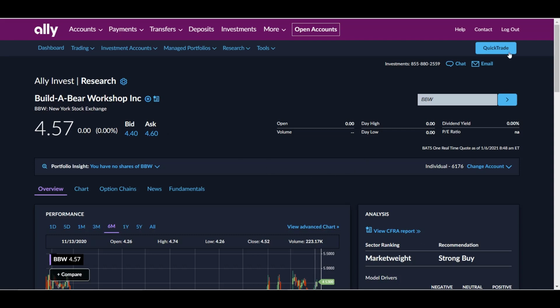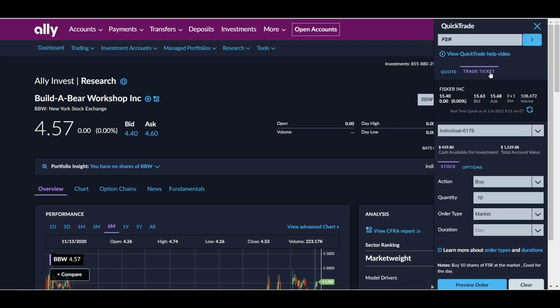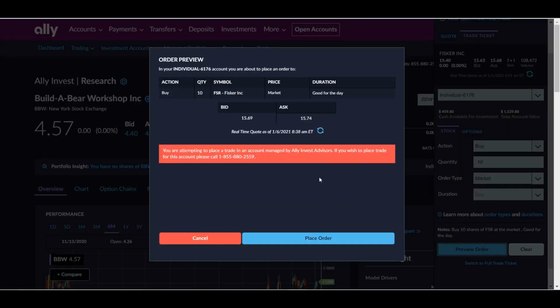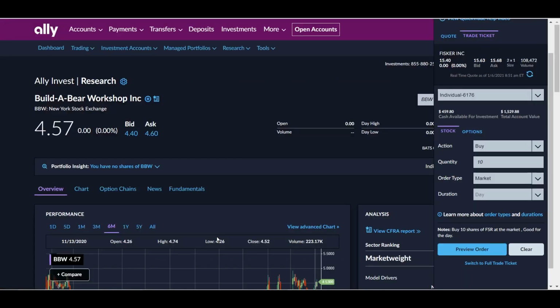Now to make that trade, come over here to Quick Trade and you will see we have it here, and then you will go to buy, quantity, order type, market. Keep that here, but the other ones are here as well, and the duration. But you will click on preview and then you will get this page here, and then you will click place trade. There you go.